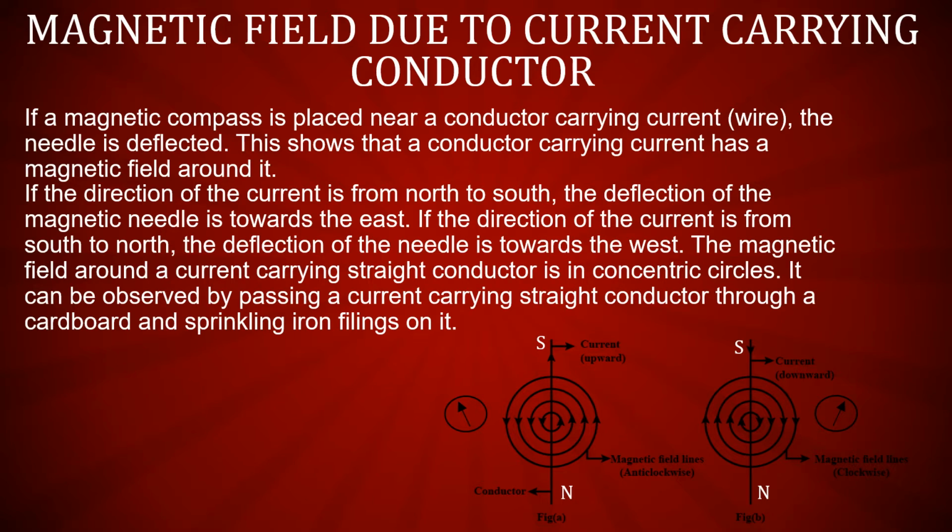The magnetic field around a current carrying straight conductor is in concentric circles, and it can be observed by passing a current carrying straight conductor through a cardboard and sprinkling iron filings on it or using a magnetic compass.